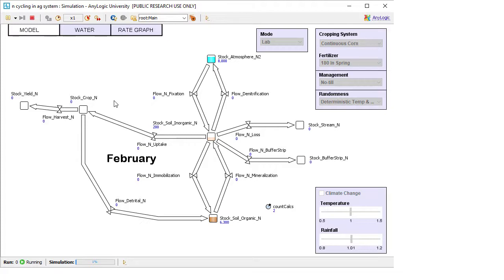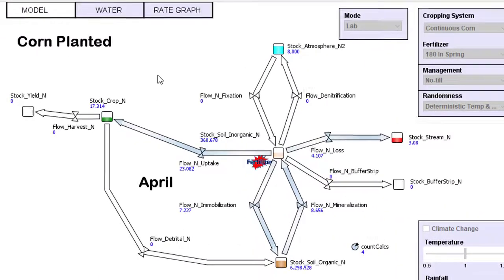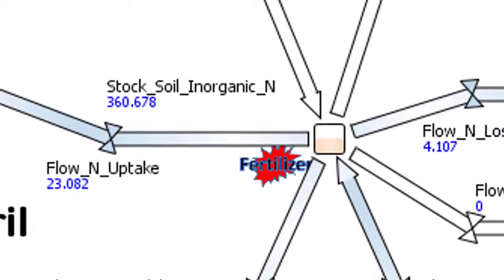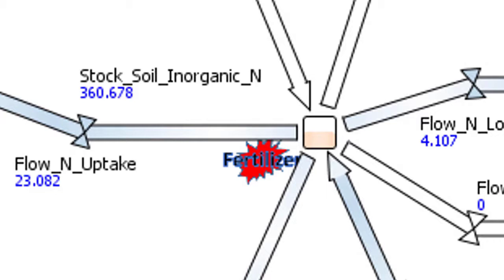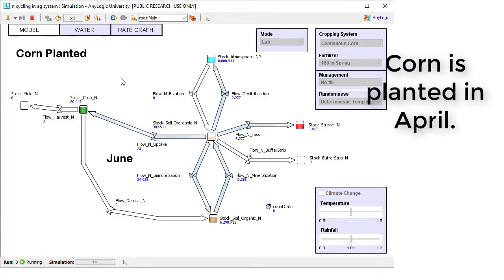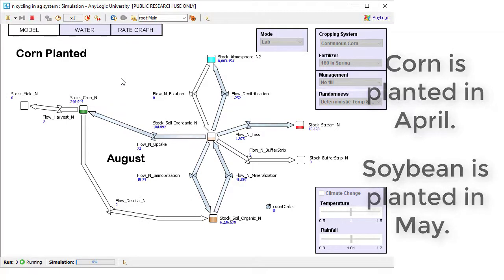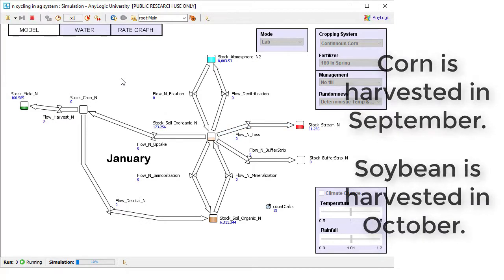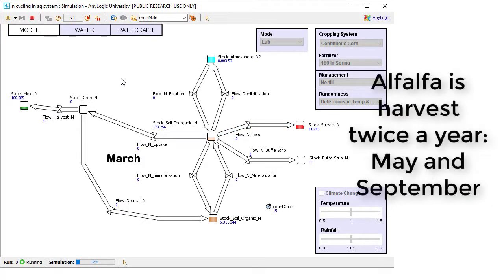The model will run at its slowest speed for 10 years or 120 months. The current month is shown, as well as the stock levels, type of crop growing, and flow rates. Spring fertilizer is added directly to the inorganic stock in April and in October for the fall option. Corn is planted in April and soybean is planted in May. Corn is harvested in September and soybean in October. Alfalfa is harvested twice a year, in May and September.